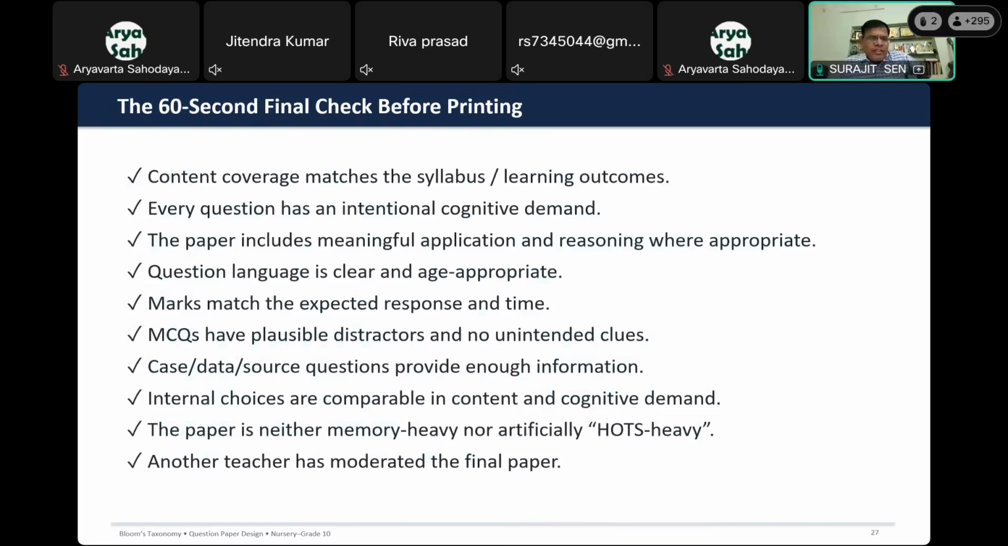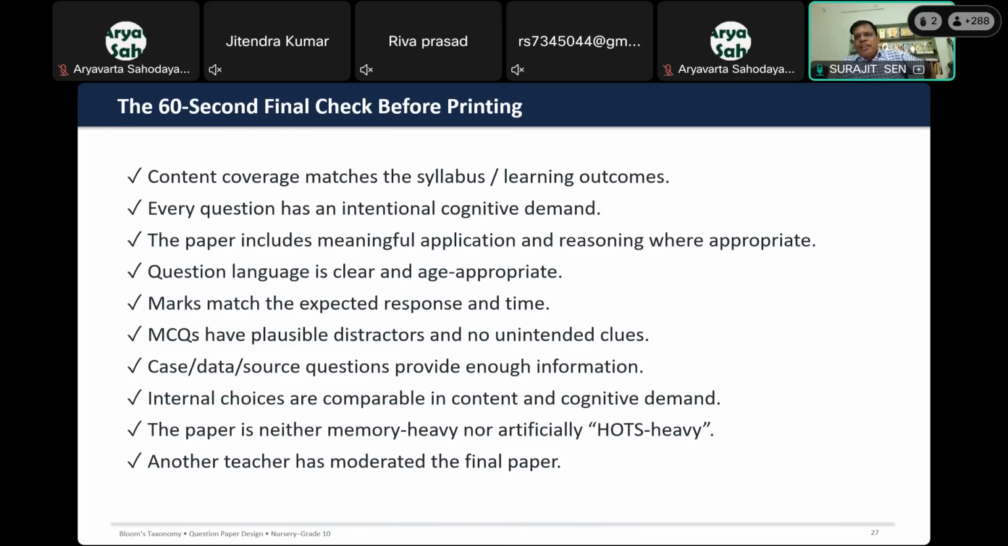MCQ, this we have already just now seen. Paper is neither memory heavy nor artificially made. It should be a simple answerable question paper. So these 10 points you have to remember: content coverage, every question is intentional, question paper should be perfect, MCQ should be plausible, internal choices are comparable, your paper is neither memory heavy nor effort heavy.